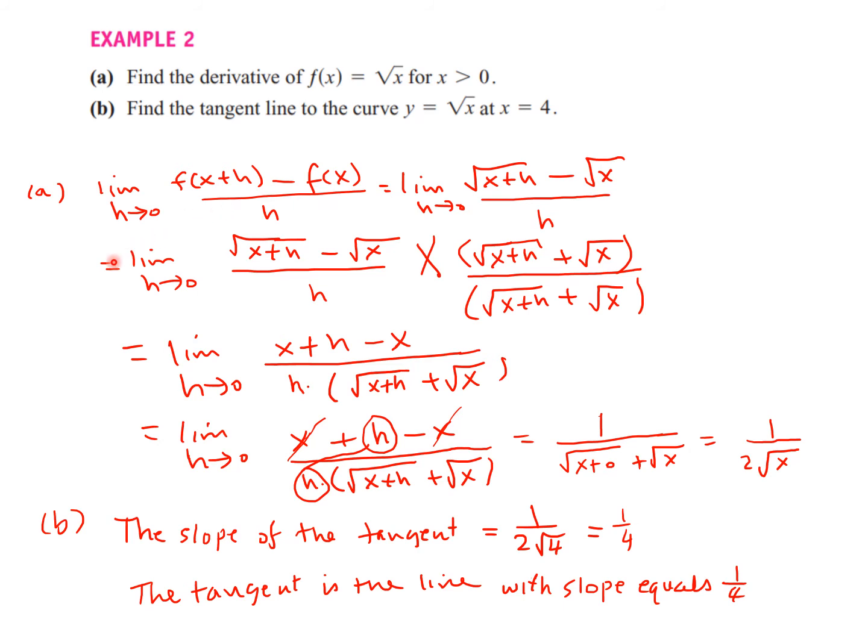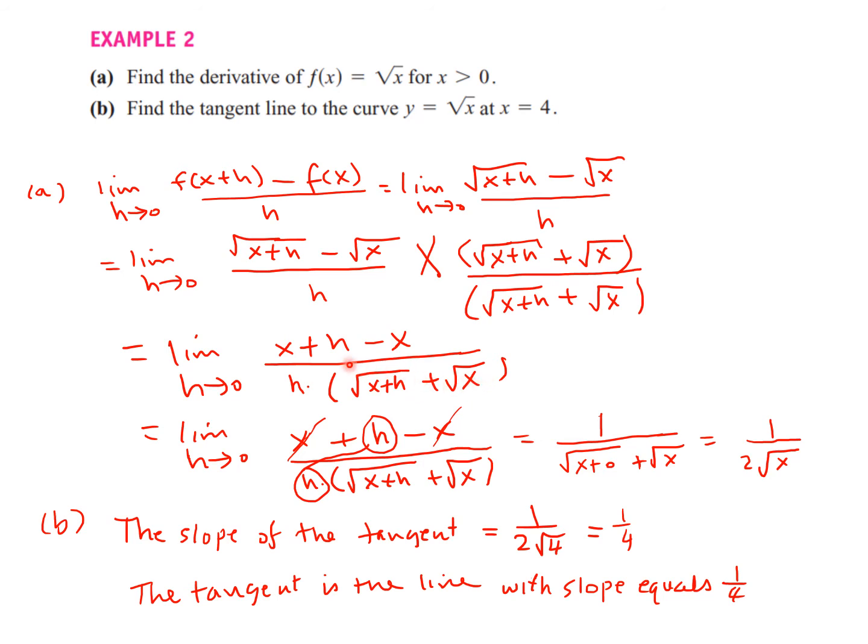This is equal to the limit as h goes to 0 of square root of x plus h minus square root of x divided by h. Now we will multiply the numerator by square root of x plus h plus square root of x, and multiply the denominator by the same value, square root of x plus h plus square root of x. If we do the math, multiplying this numerator by this numerator, we'll end up with x plus h minus x. And if we multiply the denominator by the denominator, we'll get h multiplied by square root of x plus h plus square root of x.